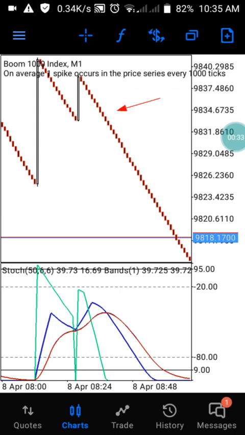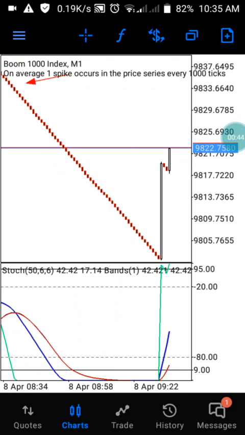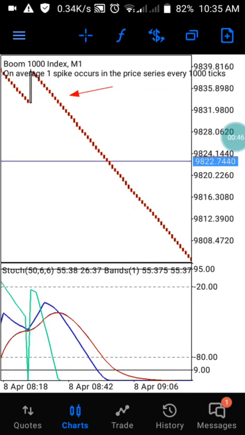This is the best strategy for you guys to use. Even as a beginner, you can use this strategy to scalp trading. And when you are scalping, you are going to be taking up your trade from time to time.